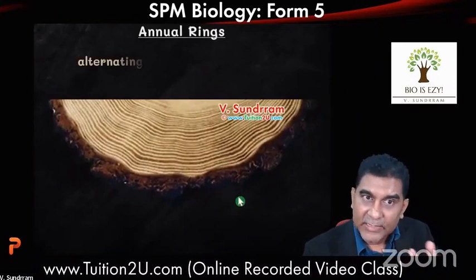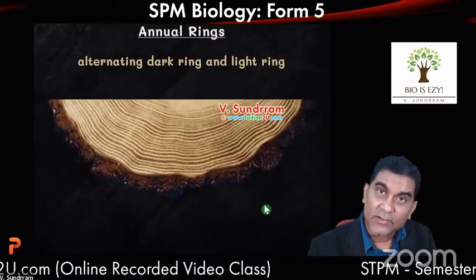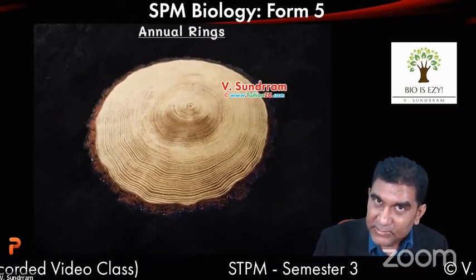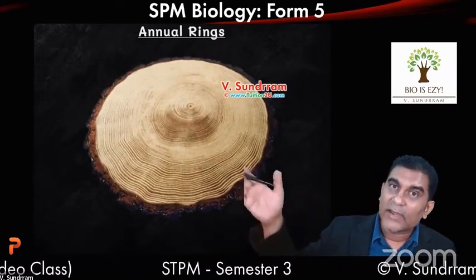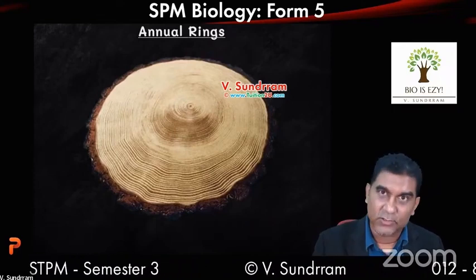The annual ring has two parts, the darker ring and also the lighter ring. What we need to explain is what is the dark ring, what is the light ring. That's what we need to explain. It's related to secondary growth.